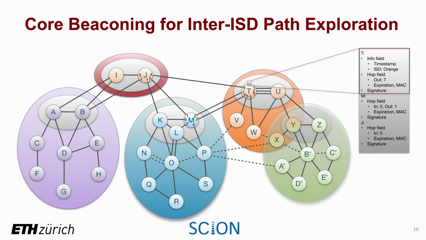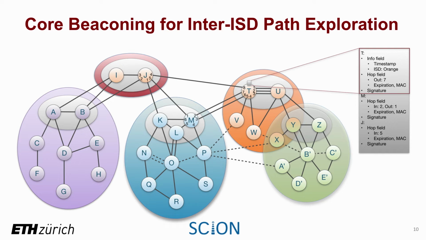Let's take a look at core beaconing for intra-ISD path exploration. In this example, we're going to look at a PCB that is initiated by core AS T and that is sent on to core AS M and later to AS J. Core AS T adds the following information. Similar to PCBs inside an ISD, it again adds an info field which contains a timestamp and an ISD identifier. So the ISD in this case is simply the orange ISD. And it sends on this PCB across the top link, which has the link identifier number 7, onto AS M.